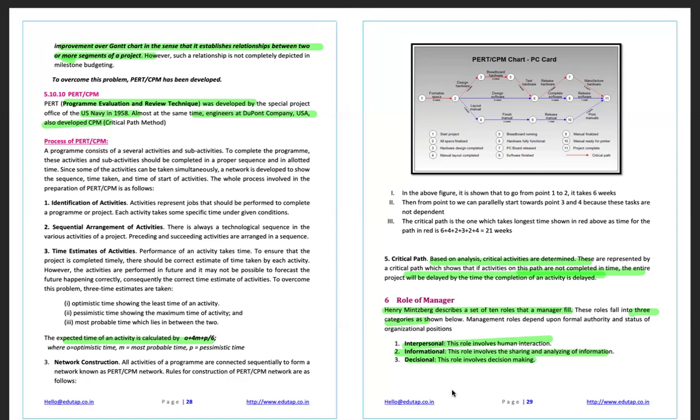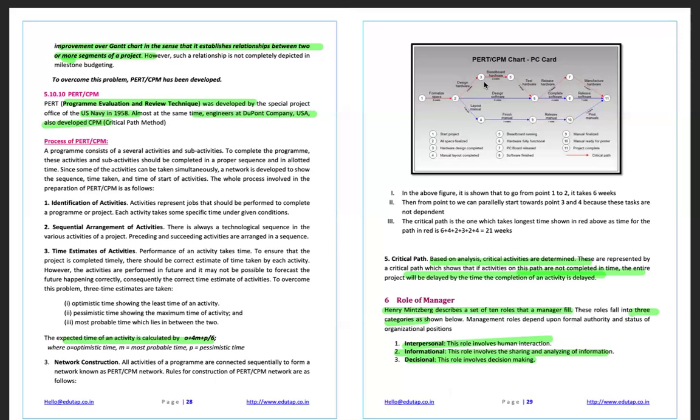It was used by DuPont Company USA, and it was developed by the special project of the US Navy. Here, the critical path method is the path where the longest time is taken. The critical path shows the activities, and the one taking the most time is the critical path. If it is delayed, the whole project can be delayed. And these blue paths show that the work will be completed within the maximum time.